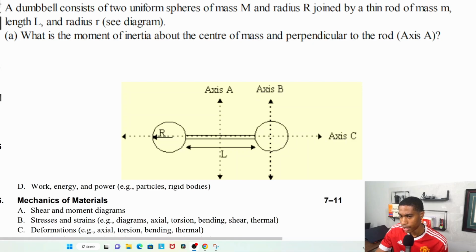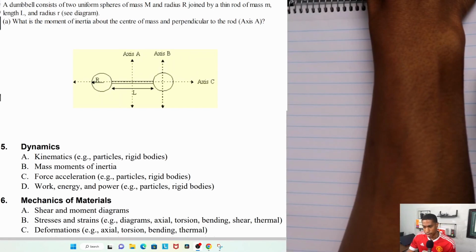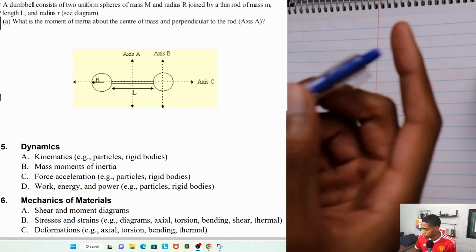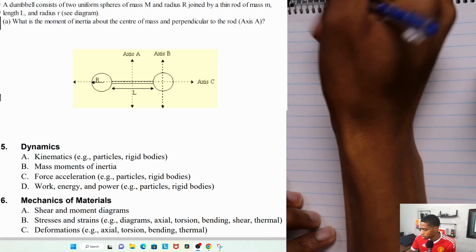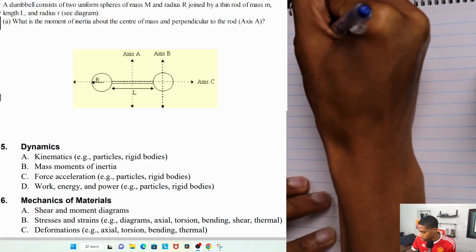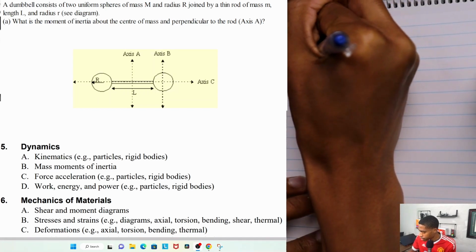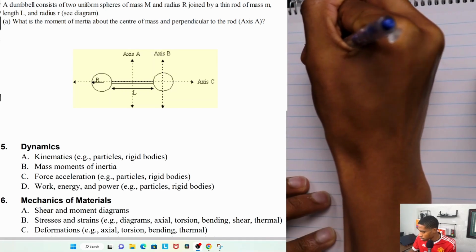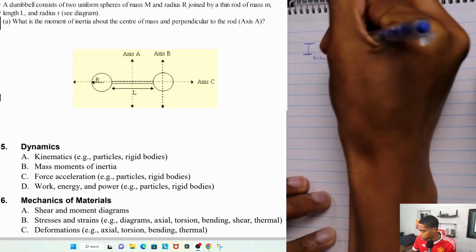All right, so where do I start? Well, I'm going to start with finding my total moment of inertia. So start there. Just say my inertia total is equal to what?